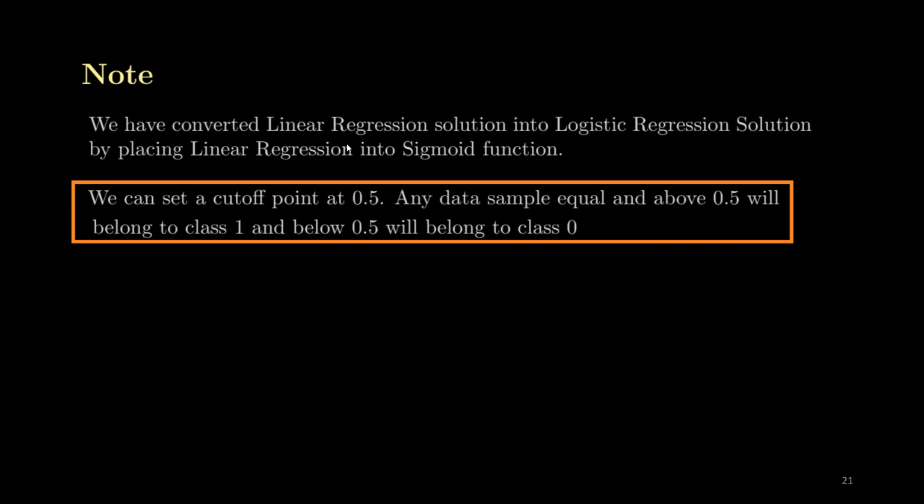So we have converted the linear regression problem into a logistic regression solution by placing linear regression into the sigmoid equation. That was the key step: by putting the standard linear equation into the sigmoid function, you transform the linear regression model into the logistic regression model. In the logistic regression model, we use a cutoff point of 0.5. That is, the threshold value or cutoff value is 0.5. Any data sample whose probability is equal to or greater than 0.5 will belong to class 1, and below 0.5, it will belong to class 0.